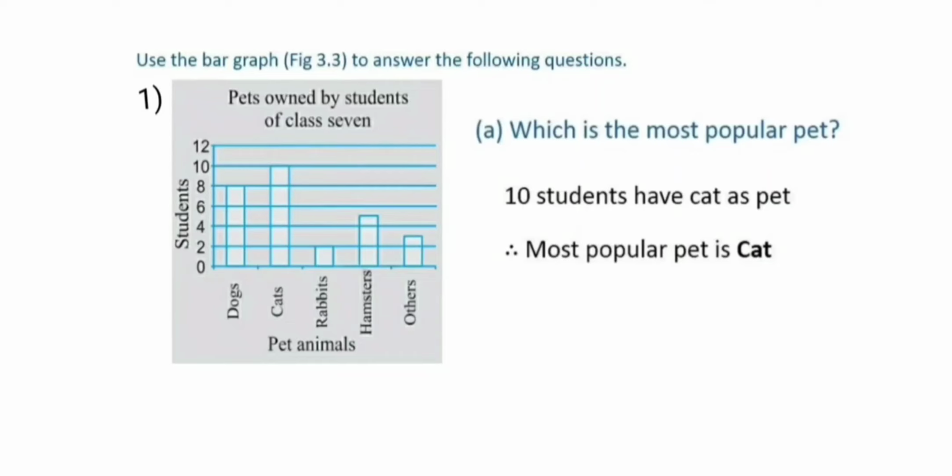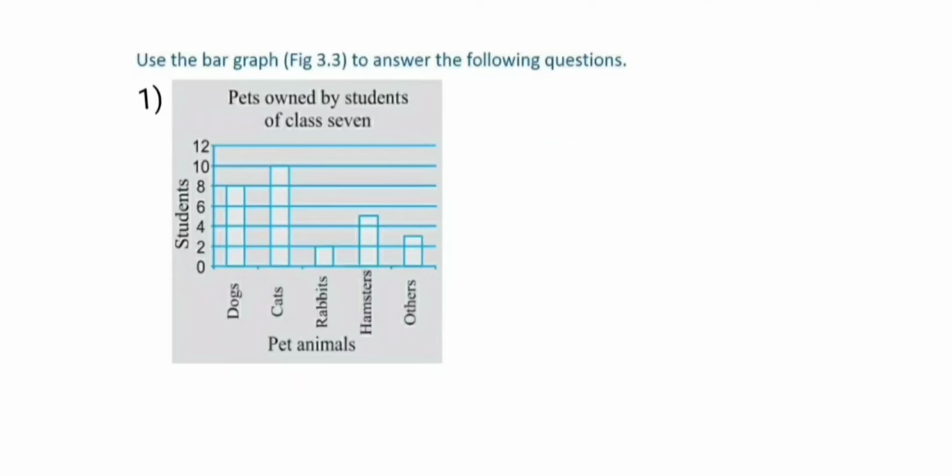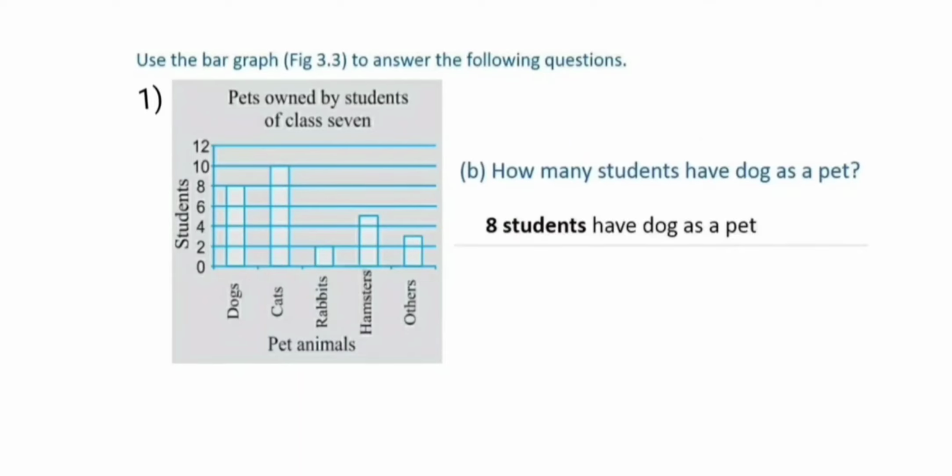Since height of the bar of the cat is more, so most popular pet is here cat. Similarly, how many students have dog as a pet? Using this bar graph we can clearly observe 8 students have dog as a pet.